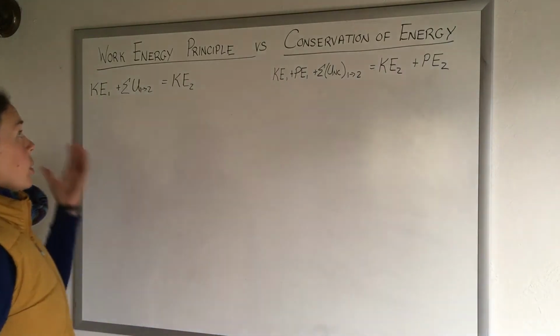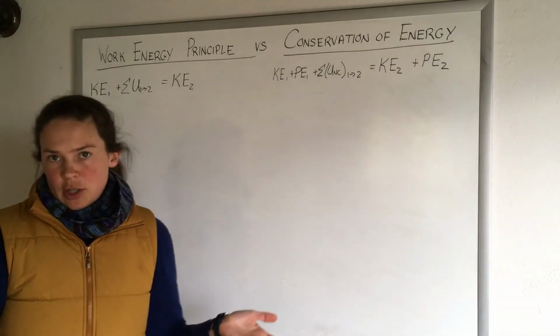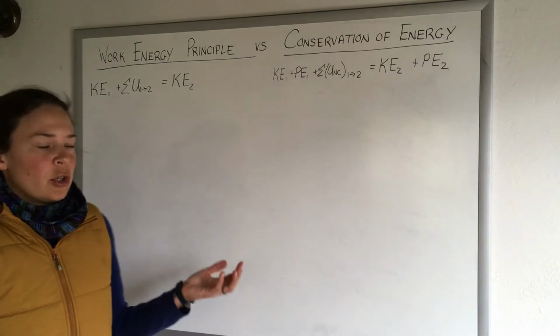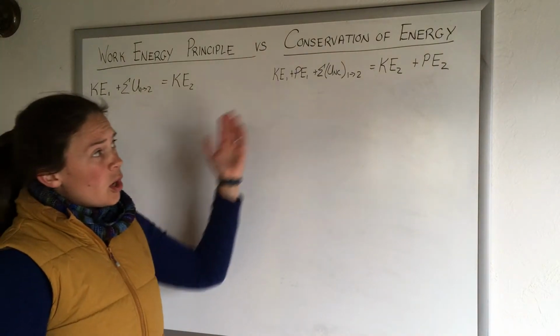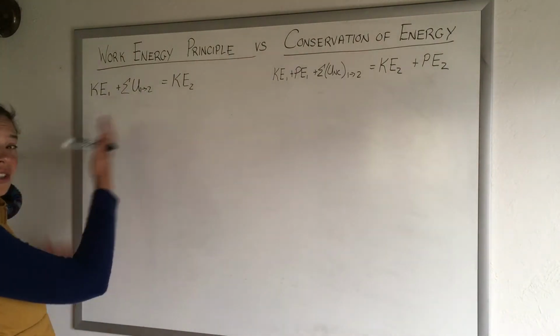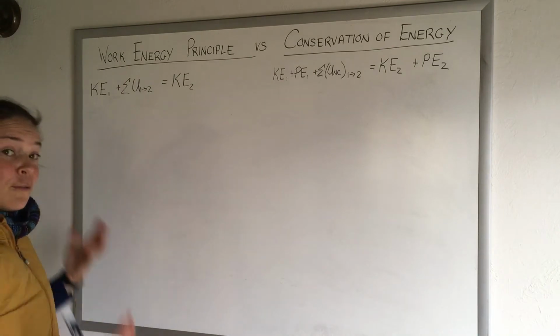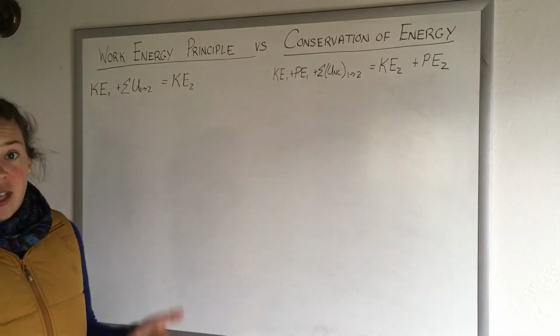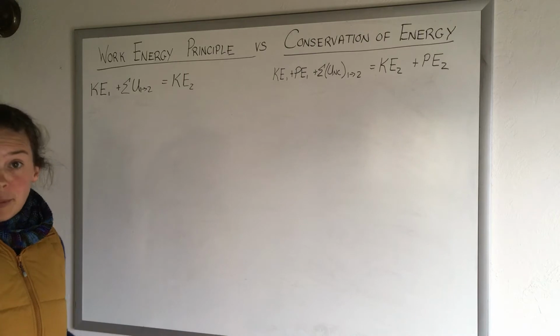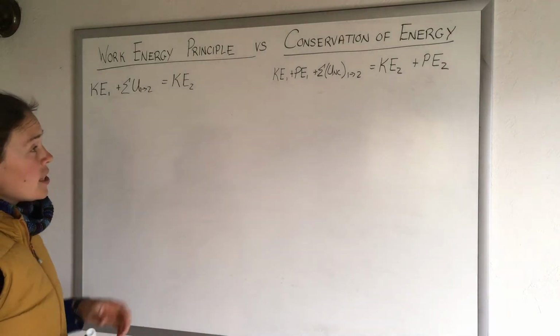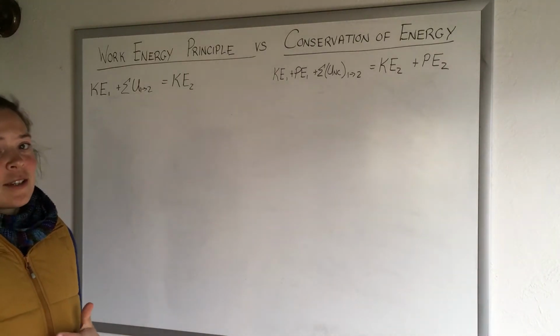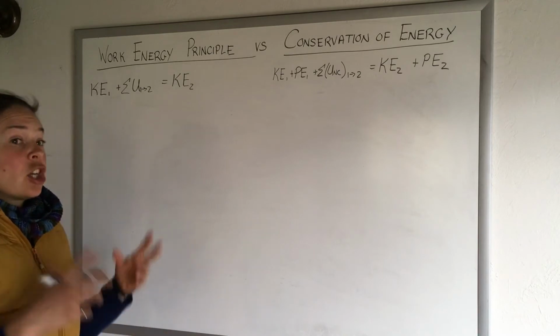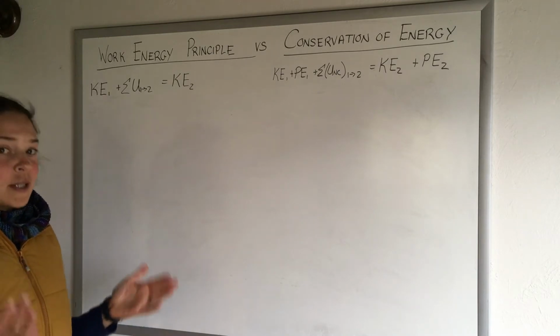What's the difference between the work energy principle and conservation of energy? They look really similar. You have kinetic energy terms at state 1 and state 2. You have work terms in both of them. They're very similar equations and very similar methods of solving problems. So what's the difference? The difference is how we take into account conserved work or potential energy.